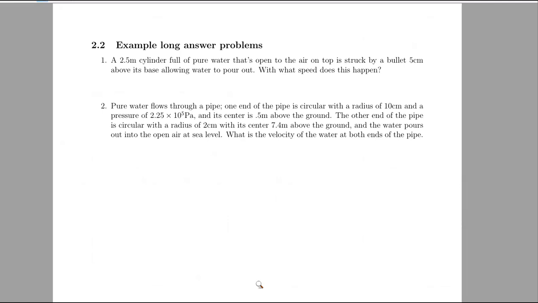So pure water flows through a pipe. One end of this pipe is circular with a radius of 10 centimeters and a pressure of 2.25 times 10 to the 5th pascals. And its center is 0.5 meters above the ground. The other end of the pipe is also circular with a radius of 2 centimeters with its center 7.4 meters above the ground. And the water pours out into open air at sea level. What is the velocity of the water at both ends of the pipe? So this is another Bernoulli's problem, very similar to the last one.